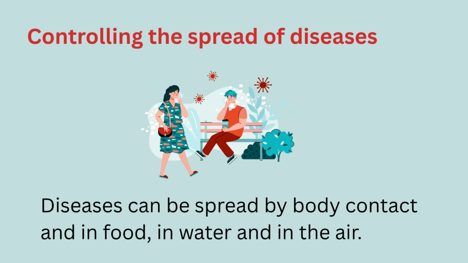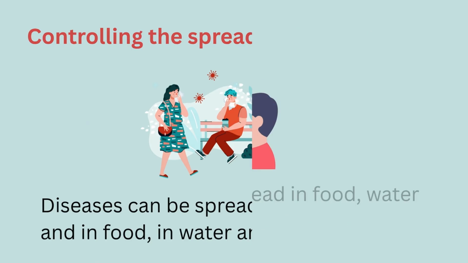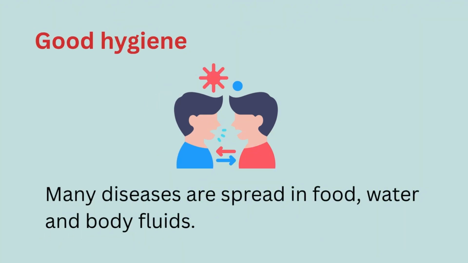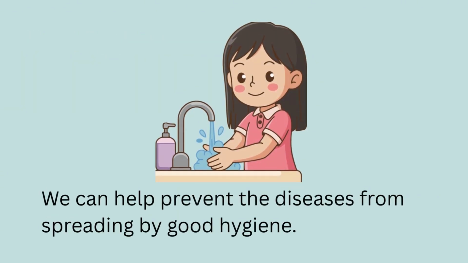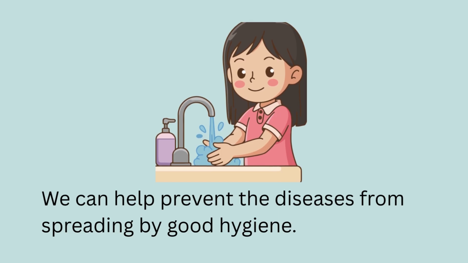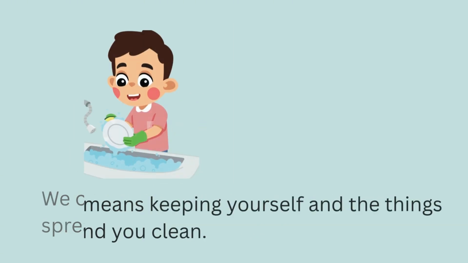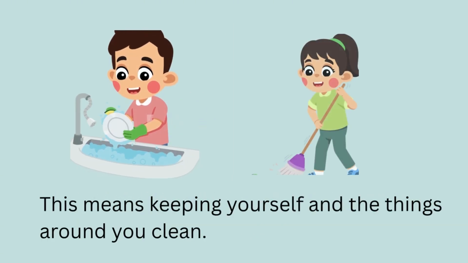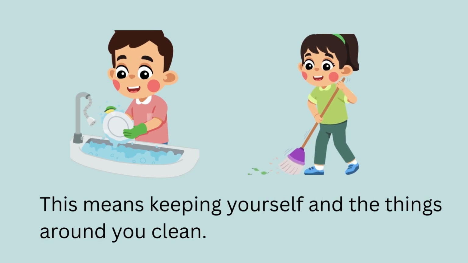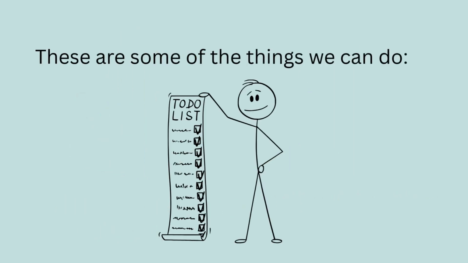Controlling the spread of diseases. Diseases can be spread by body contact and in food, in water, and in the air. Good hygiene. Many diseases are spread in food, water, and body fluids. We can help prevent the diseases from spreading by good hygiene. This means keeping yourself and the things around you clean. These are some of the things we can do.